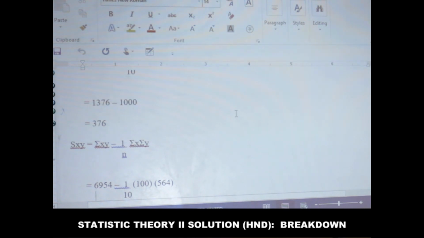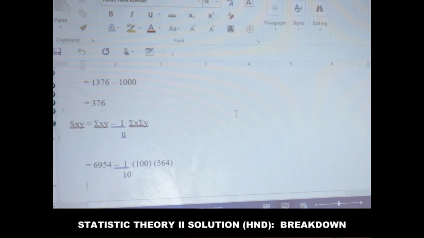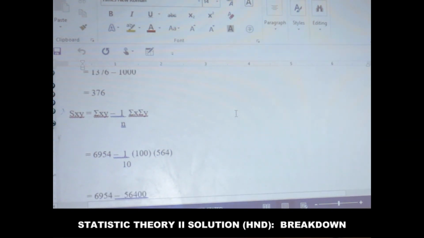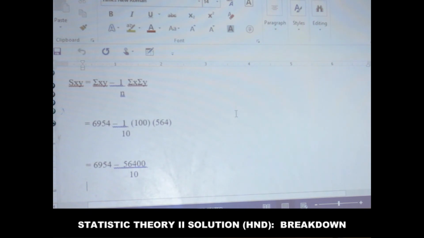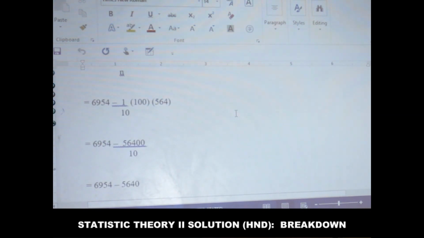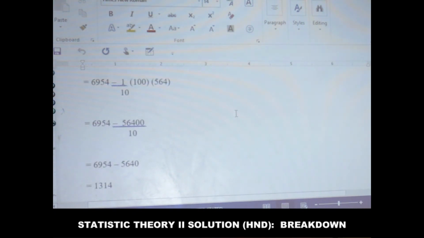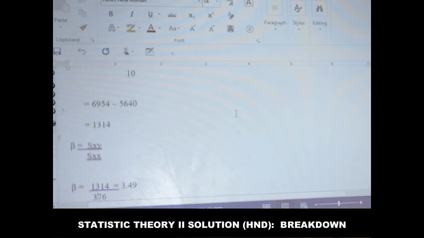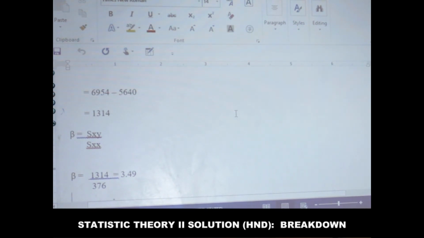So we have summation xy to be equal to summation xy minus 1 over n summation x summation y, which is 6954 minus 1 over 10. What is summation x? 100. Summation y is 564. You multiply, then you divide by 10 before you subtract. Now, like I said earlier on, this is another method you can use to get your regression, all those details that you need. So here you have the sum of xy over xx.